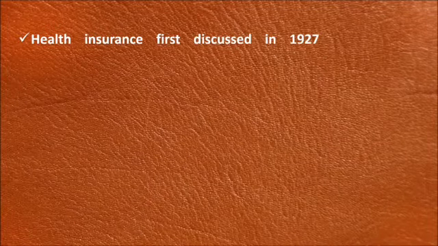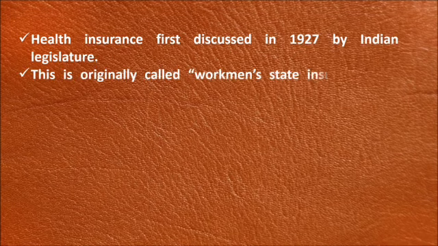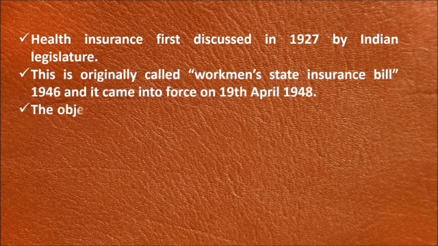In this part, we will know about the ESI, Employees State Insurance Act 1948. So let's know more about this. Health insurance was first discussed in the year 1927 by the Indian legislature. This was originally called the Workmen's State Insurance Bill. It was passed in 1946, and it came into force on 19th April 1948.